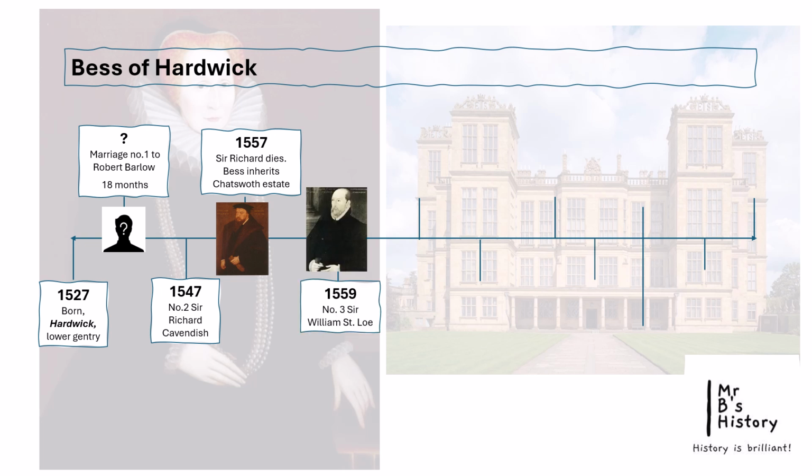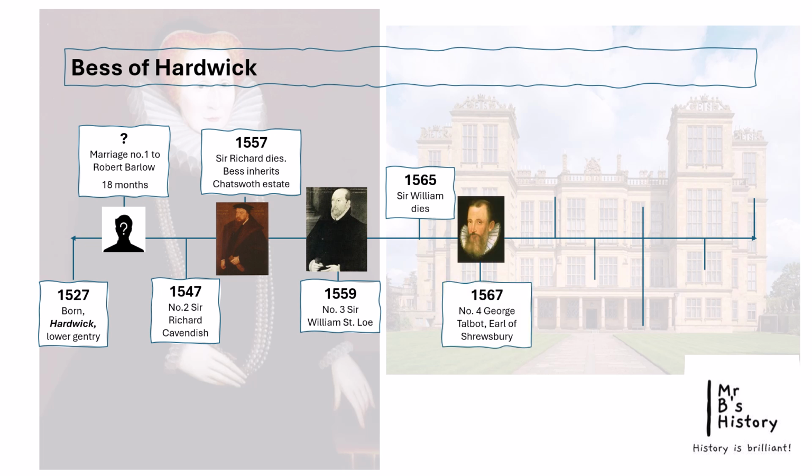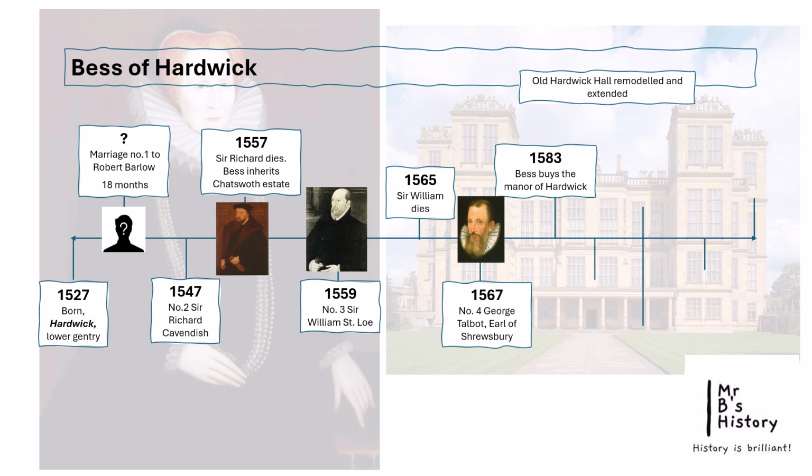Then, in 1559, along comes husband number 3, please, William St. Low. Poor old William dies in 1565. Then along comes husband number 4, one of the most senior nobles in the land, George Talbot, Earl of Shrewsbury. You may have heard of him before as someone who becomes long-term prison warder for Mary, Queen of Scots. In 1583, Bess buys the manor of Hardwick, where she was born. And then she starts to remodel Hardwick Old Hall.